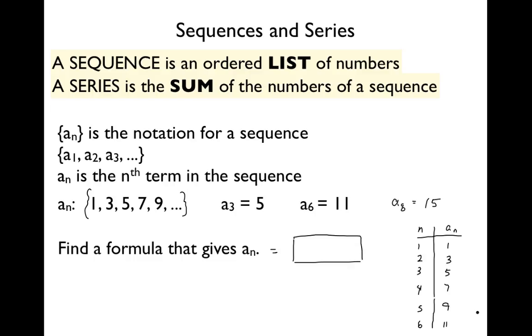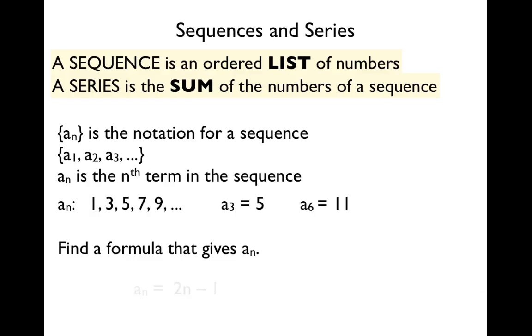Yeah, so you should have gotten 2n minus 1. The a sub n term is always 1 less than twice n. So 6 times 2 is 12, 5 times 2 is 10. Most of the sequences we'll deal with will have a pattern that you can describe with a formula in terms of n, in terms of which term in the sequence it is. Make sense?